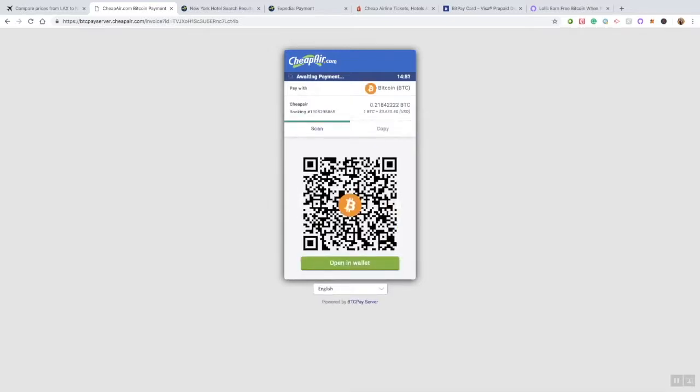Okay, and there we are. So you have your pay with Bitcoin, you have Cheapo Air, and how much Bitcoin you need to send. In this case, 0.21, and then 842222, which is typical of sending cryptocurrency. So you have your booking number, and it gives you 15 minutes for the payment to arrive. So that's one option. We're going to cancel this because we're not going to do that.